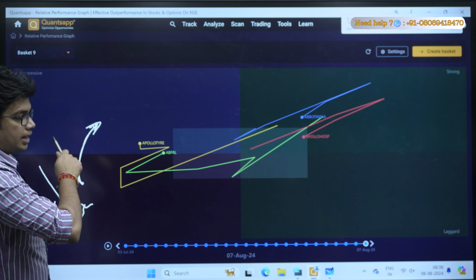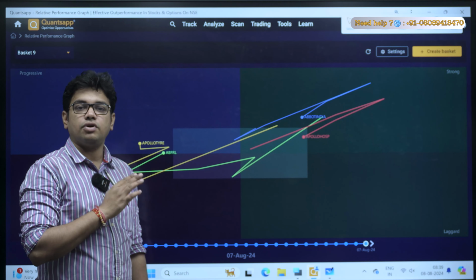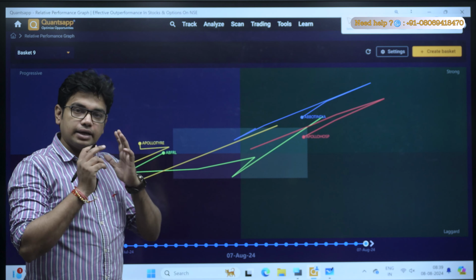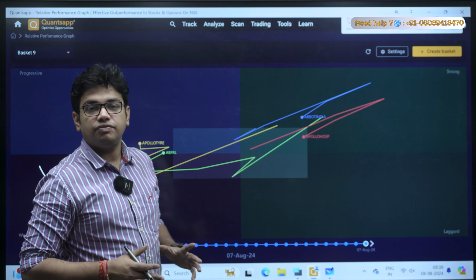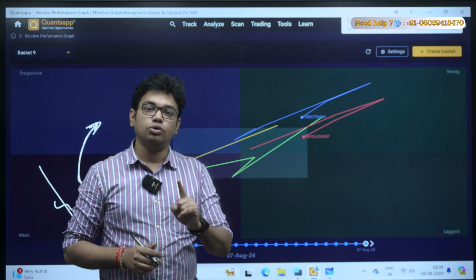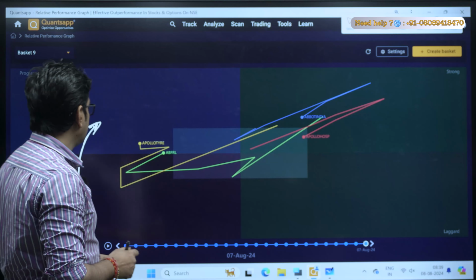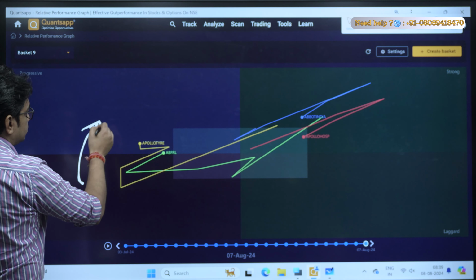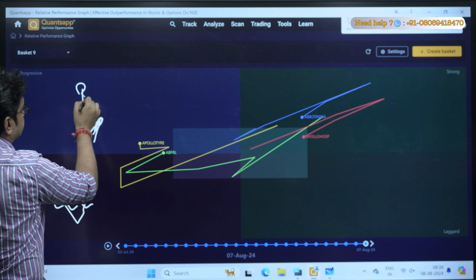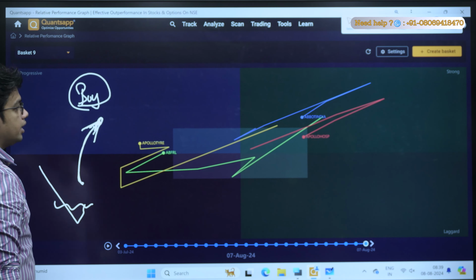That means the stock is considering an uptrend, so I can initiate a trade for bullishness. I can buy that stock, I can buy the future with a hedge, I can buy the option, but I will go with the option strategy. That means I can go with the spread. So whenever the stock comes into this zone, I will buy that stock or future or any other instrument related to that.